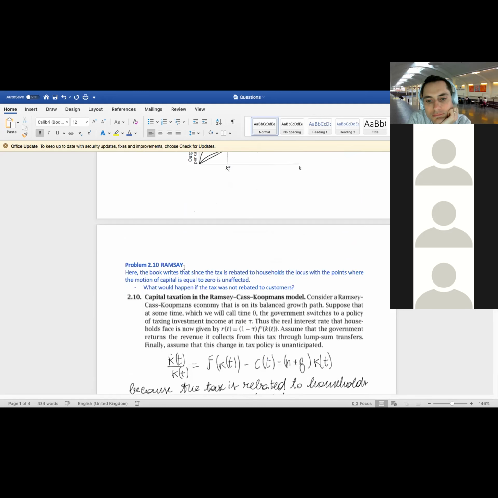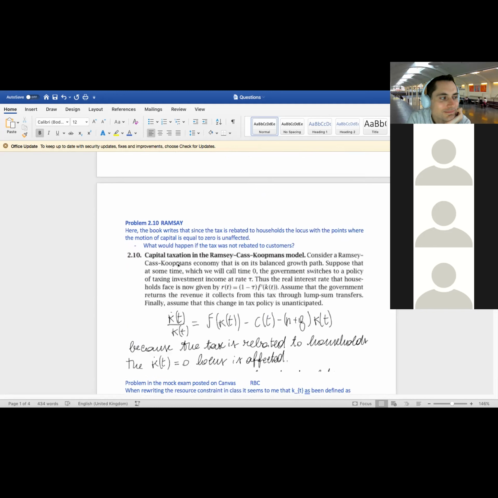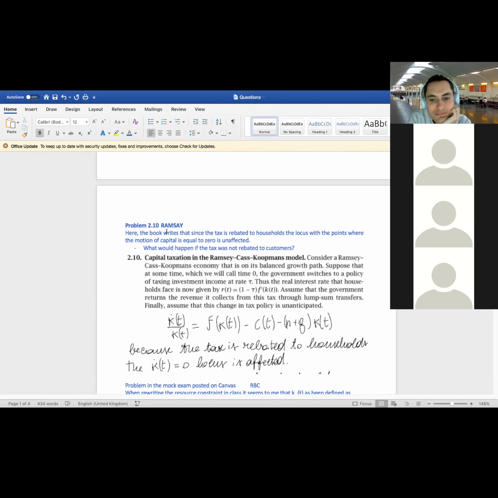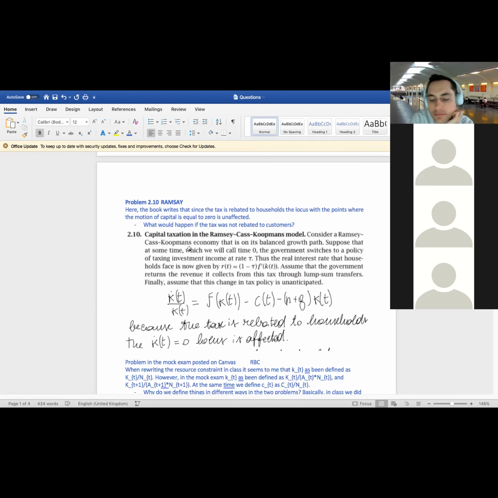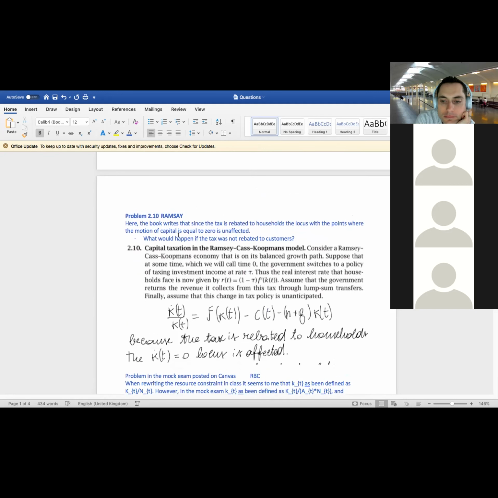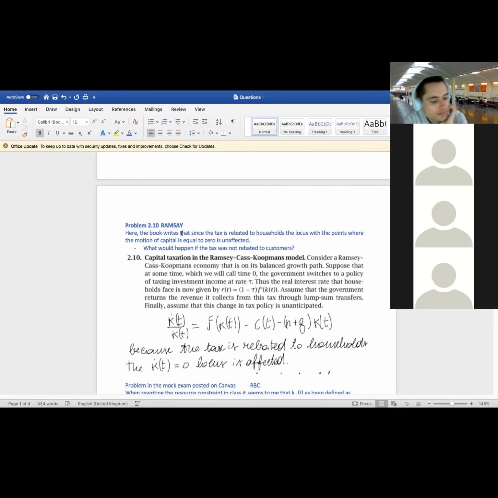Now about the Ramsey problem. Here, yes, in this problem, the book writes that the tax is rebated to households, so the locus with the point where the motion of capital is equal to 0 is unaffected. Okay. And what happens if the tax is not rebated? What do you want to do with it? I don't know, but destroy it?